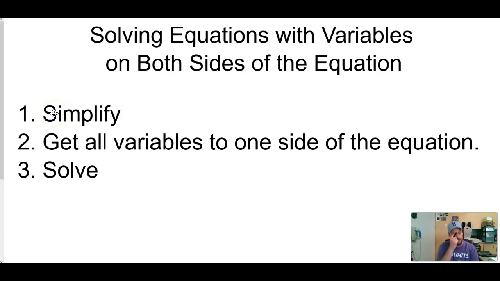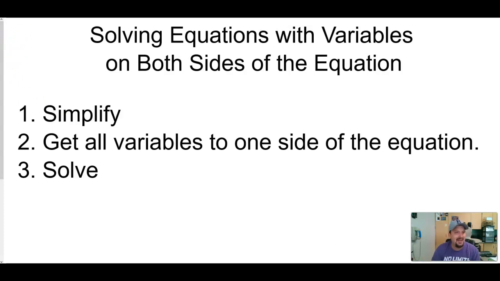The first thing we always do before we try to move variables anywhere is make sure we're simplified on both sides. Check for any combining like terms, check for any distribution if we can do any of that first. Second, we want to get all the variables on one side of the equation. So we want to get all of our x's, our variables, to either the left side or the right side of the equation. It doesn't matter which side of the equation you put it on. And then after you have all the variables on one side, we can go ahead and solve at that point.